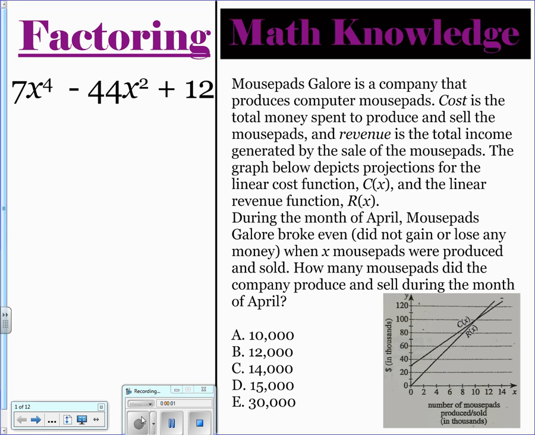Y'all go ahead and do the factoring and the math knowledge question for today. Pause the video, and then once everyone is finished, you can unpause the video, and I'll go over the correct answers. So this is going to be remove, replace, reduce.